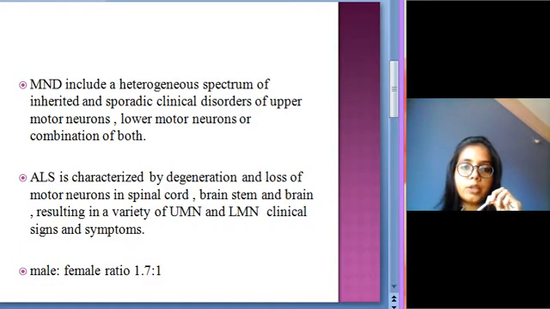Motor neuron disease includes a heterogeneous spectrum of inherited, heterogeneous because it has a variety of clinical presentations, and sporadic clinical disorders, because it is episodic, of upper motor neuron, lower motor neurons or a combination of both. Amyotrophic lateral sclerosis is an inherited disease where there is degeneration and loss of motor neurons in the spinal cord, brainstem and brain, resulting in a variety of upper motor neuron and lower motor neuron clinical signs and symptoms.